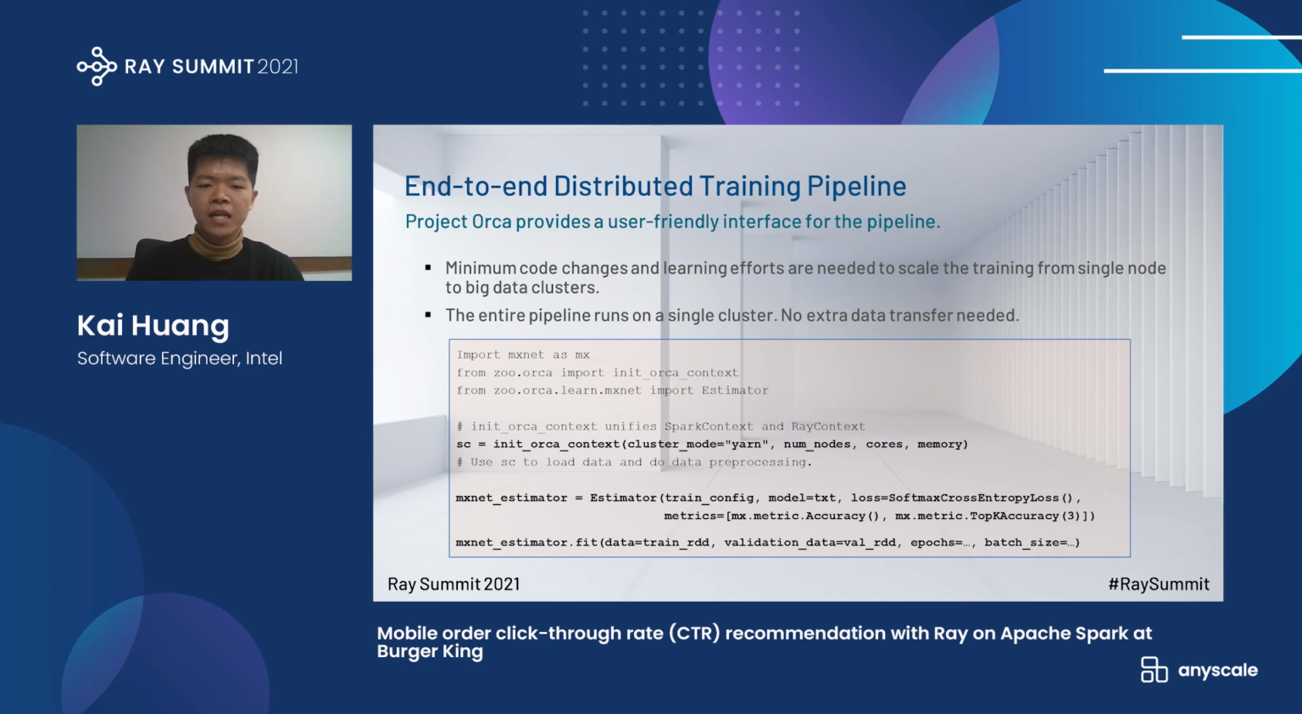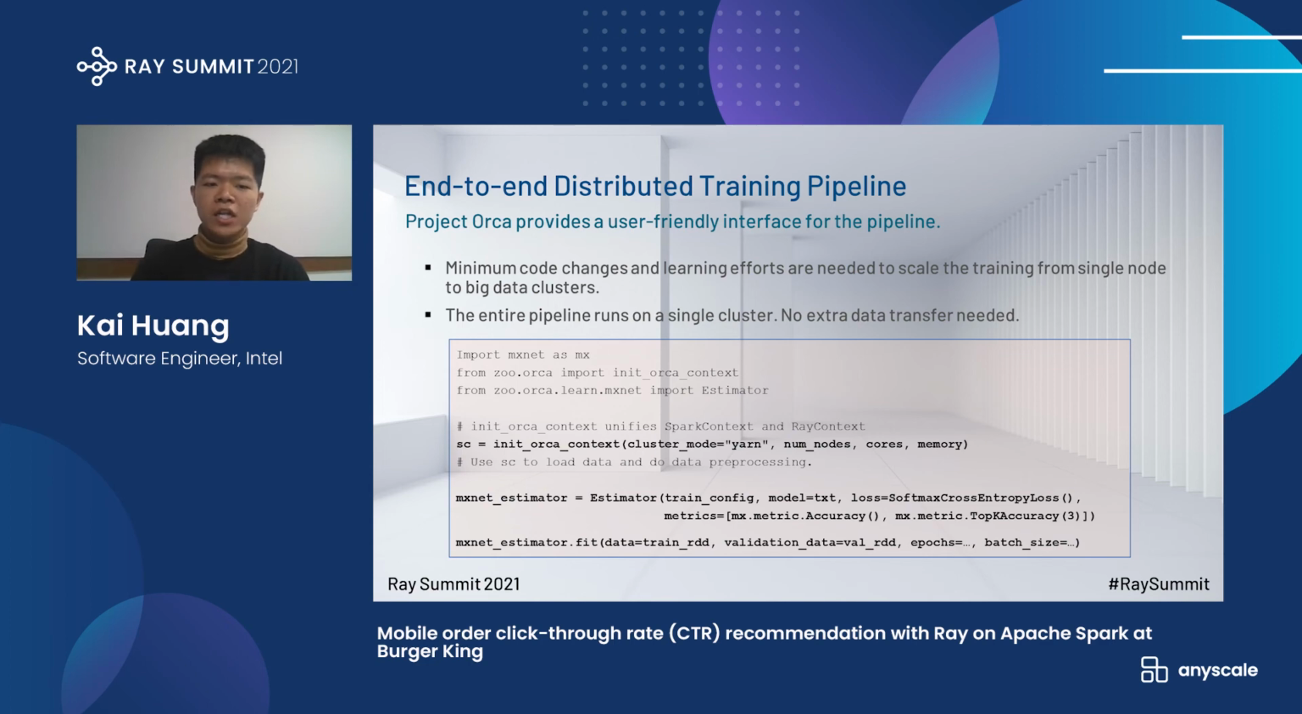If you specify the cluster mode to be YARN, Ray and Spark would be launched across the YARN cluster, and we would prepare the runtime environment for you and distribute all the environment across the cluster. And when you call init Orca context, you can specify the number of nodes and the cores and memory per node to use for your application.